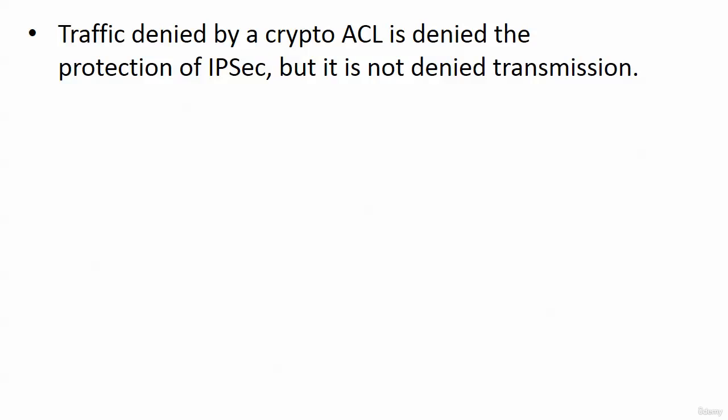Now, traffic denied by crypto ACL is denied the protection of IPsec, but it is not denied transmission. Be prepared to be hit over the head with that for the next couple of minutes, okay? Because it's such an important thing, and it's not intuitive. You know, once you learn what an ACL does, then you look at permits, denies, and you say, oh, okay, it's a crypto ACL, so we're denying transmission. No, we're not. What we're permitting or denying is actually the protection of IPsec.